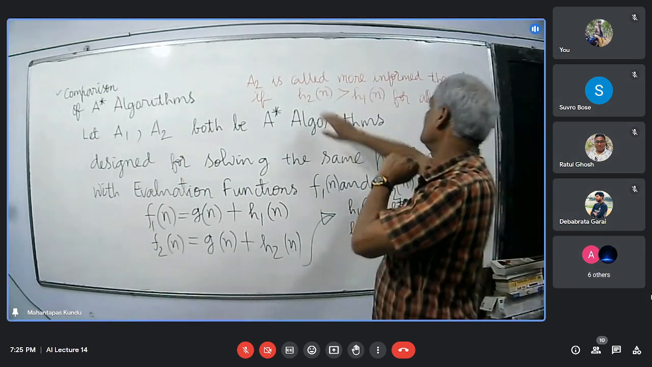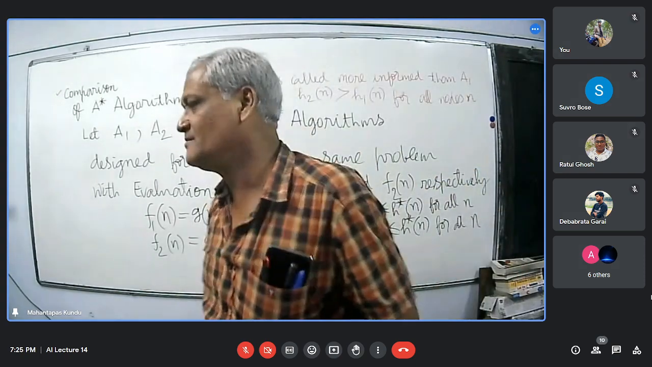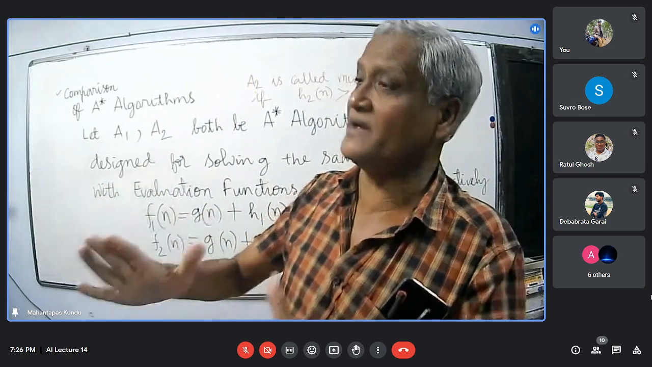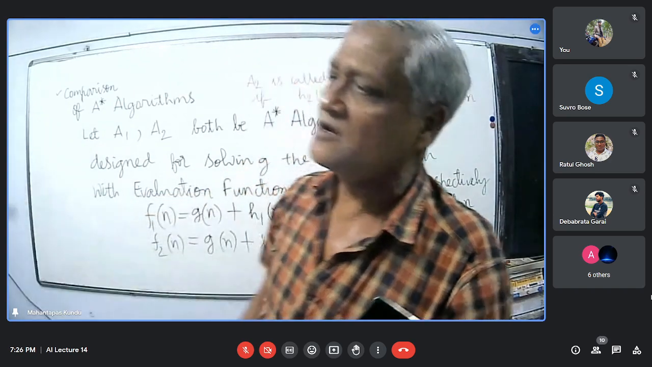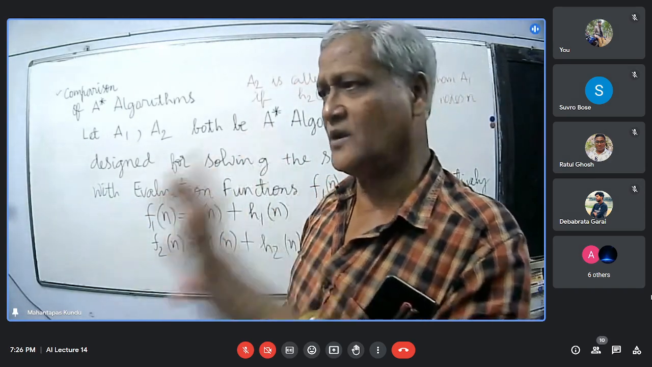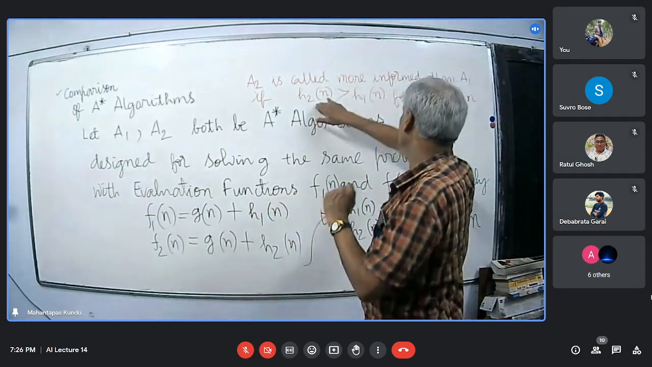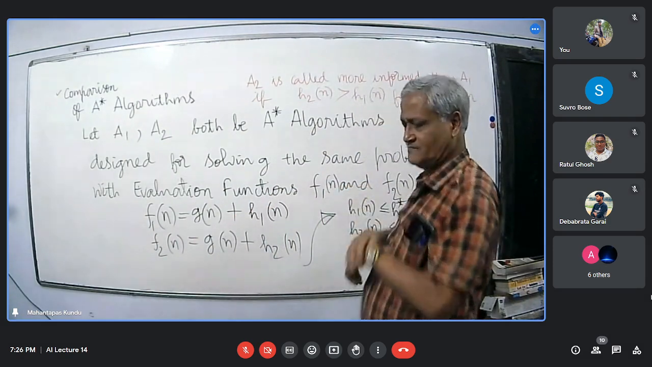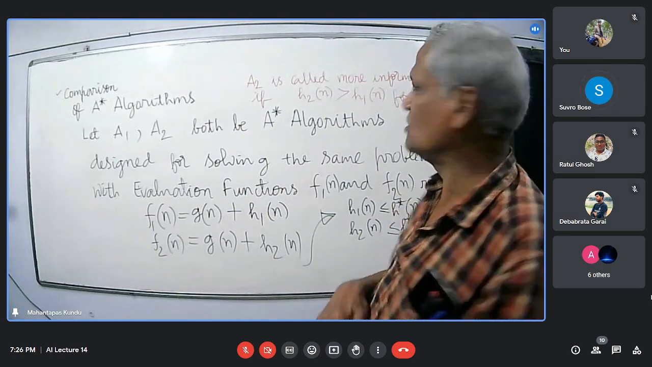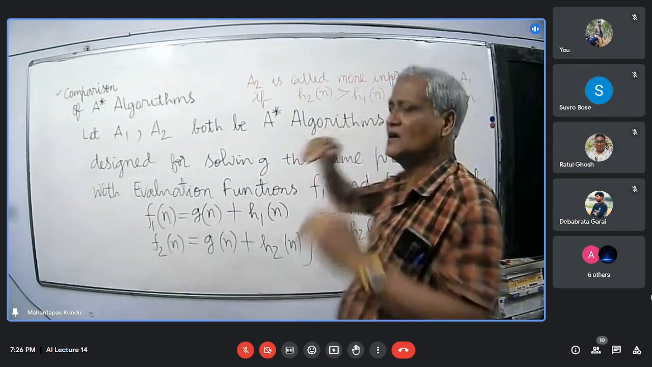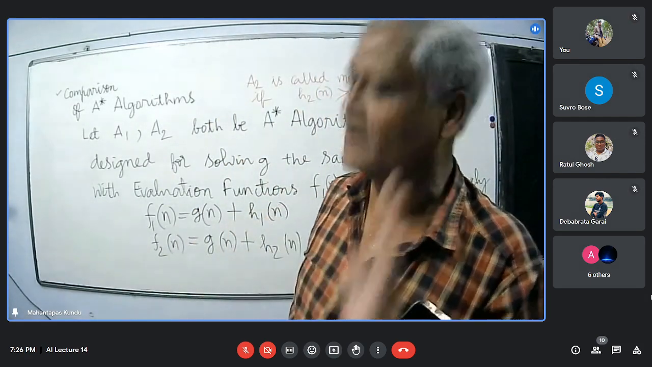That is why it is called more informed, because by using H2(n), A2 makes a more precise guess, a guess much closer to the actual cost of an optimal path joining node n to a goal node. That is why H2(n) is always greater than H1(n). So under these conditions, A2 is called more informed than A1.